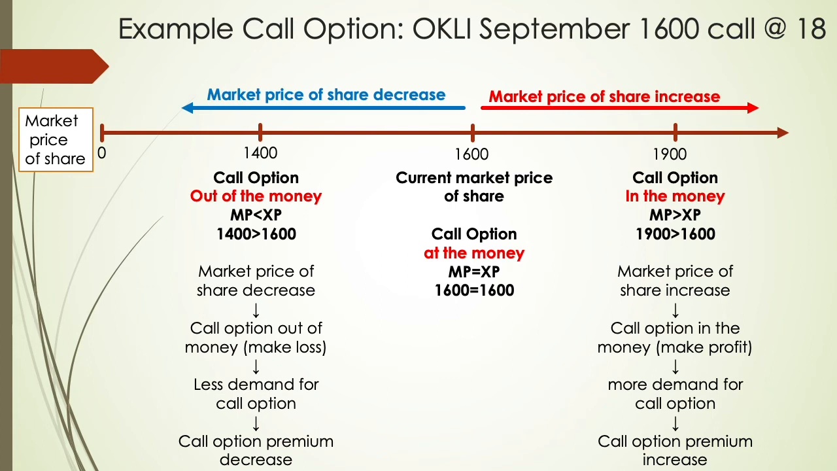So when the contract makes a loss, there is less demand for the call option. The investor will not buy a contract with a probability of making a loss. So when the demand decreases, the price of the call option also decreases. Okay. So if the market price of share decreases, the call option premium decreases because of less demand for the call option.